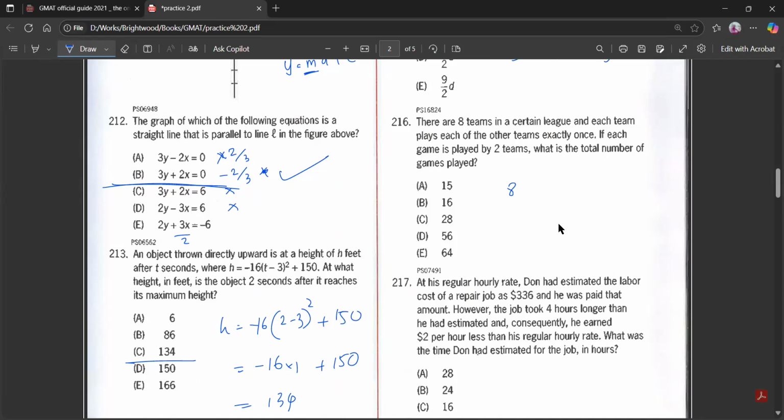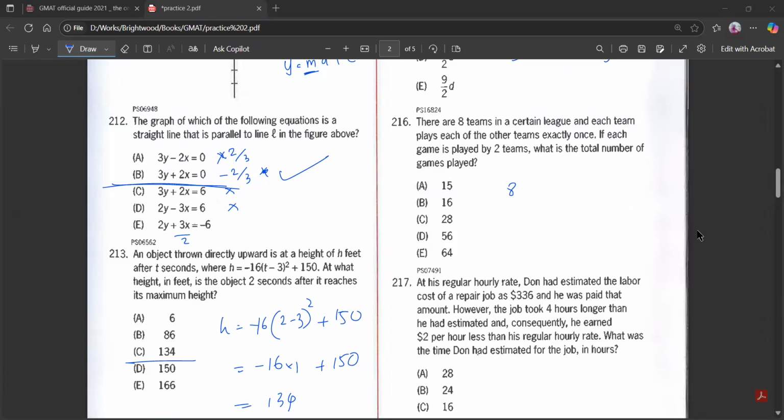Look at here. Now think. This one is a good question. How many matches you have to think? You have to think about this one. There are 8 teams. Okay, think. Give me 1 second.